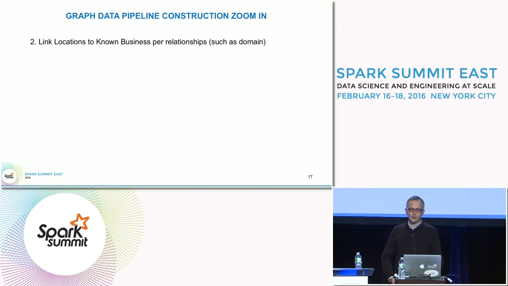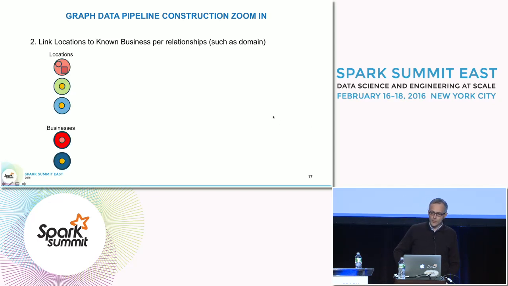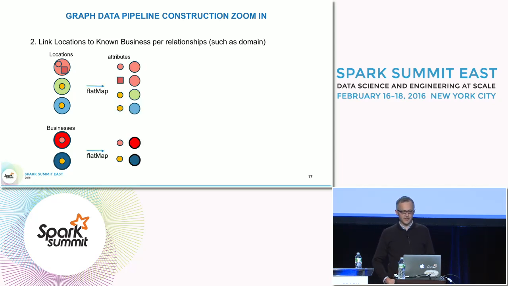In this next step, carrying on step 1, we want to link locations and non-large businesses if there's a relationship, such as a domain. We start with what we created before and use a flat map operation to project attributes inside out. Locations are now keyed by their attributes, and we can see in this simplified example that we have a few relationships between locations and businesses. Specifically, the pink location shares the pink attribute with the red business. Let's assume that this type of attribute is a domain, which would be coming from a website or an email. The green and blue locations share a yellow attribute with the dark blue business.